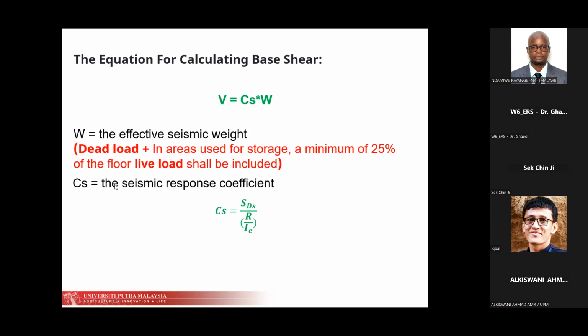As we can see, Cs is the seismic response coefficient, and this is the relationship for Cs: SDS over R over IE. This seismic coefficient has an upper limit and a lower limit.